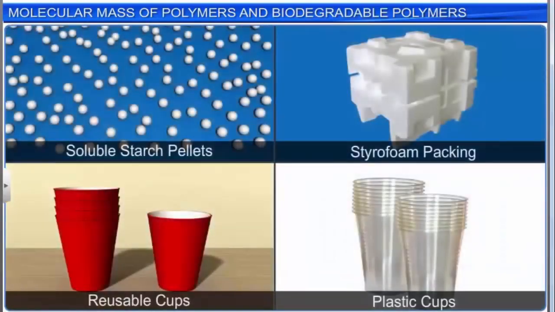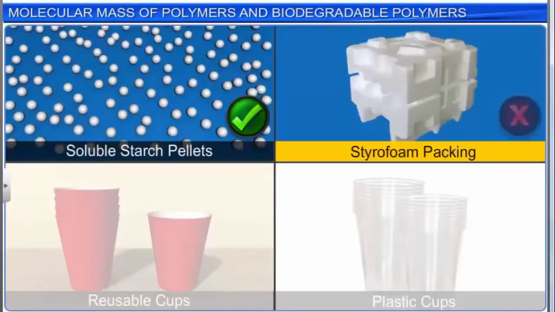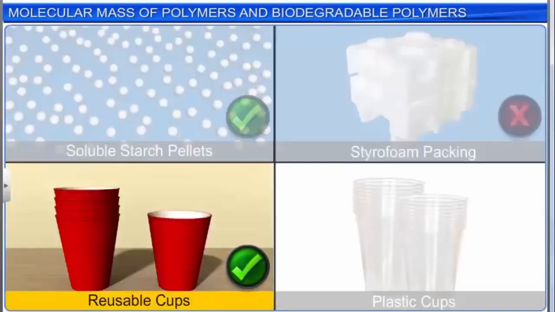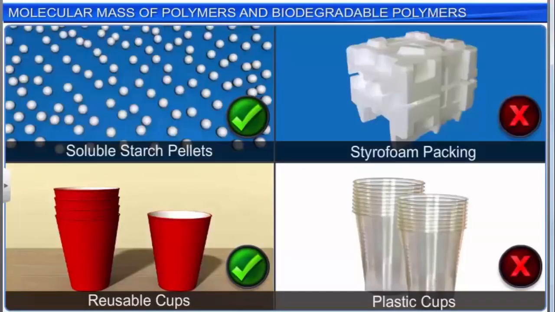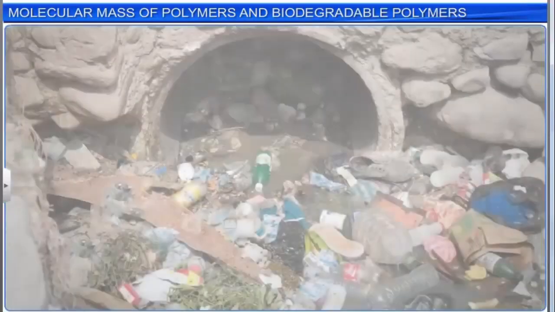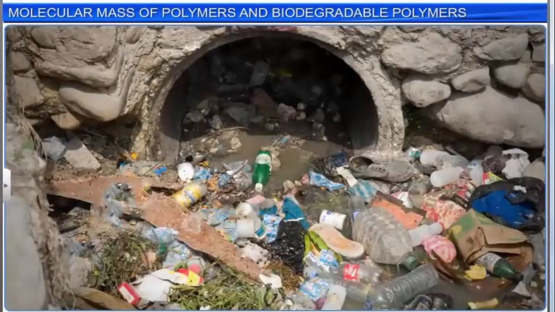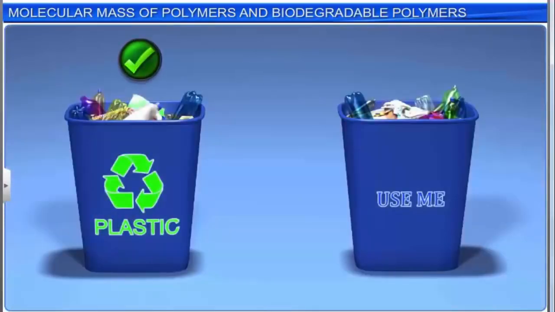You can choose better alternatives that will help reduce the use of plastics. Use soluble starch pellets instead of styrofoam packing. Use reusable cups instead of disposable plastic cups. Bring reusable bags when shopping, and make sure polythene bags stay out of drains. Recycle your plastics or reuse them instead of just throwing them into the trash.